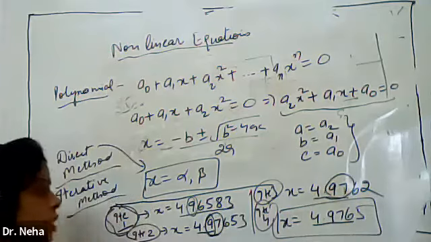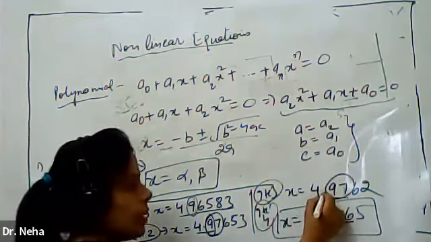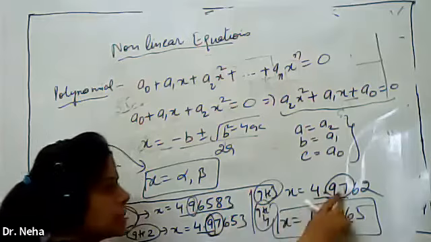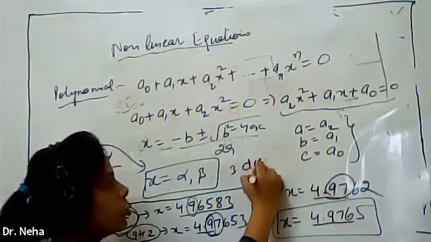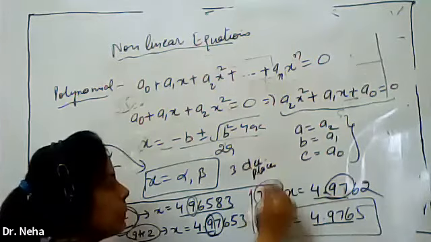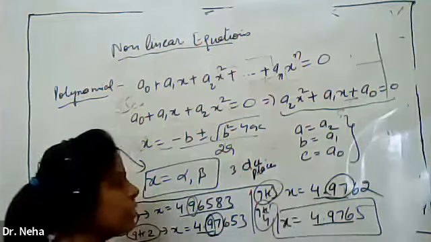But let us suppose in the statement we are asked to find the answer up to 3 decimal places. So we can't stop here, right? Why? Because only 2 digits after the decimal are the same. But in the statement we are given up to 3 decimal places. That means after the decimal 3 digits should be the same. That means we will again continue the process.